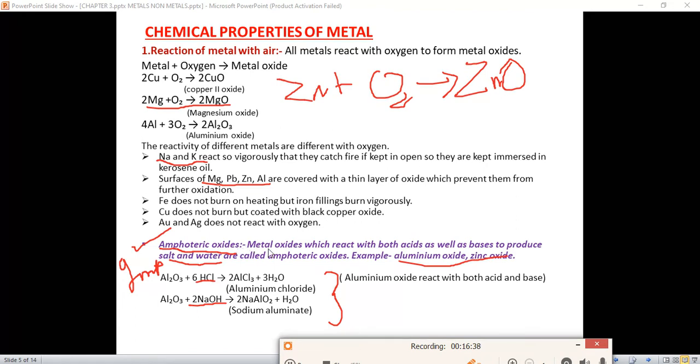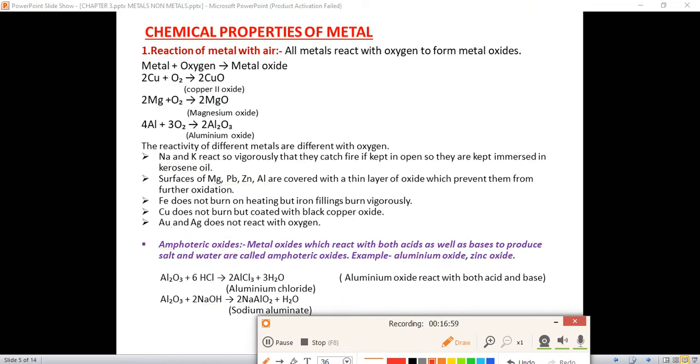So a question can be asked: what are amphoteric oxides? Or they can ask you to give an example, or how will you prove that aluminum oxide is an amphoteric oxide? So what you have to write for that? Aluminum oxide is an amphoteric oxide because it can react with both acids and bases. We will prove that with the help of these reactions. These two reactions you have to mention, and with the help of that you can prove it.